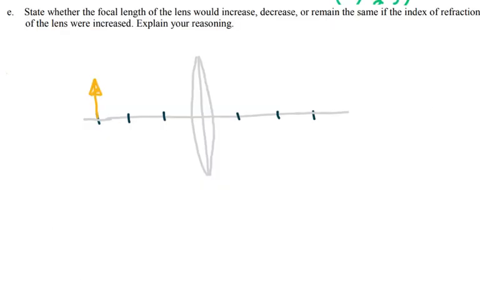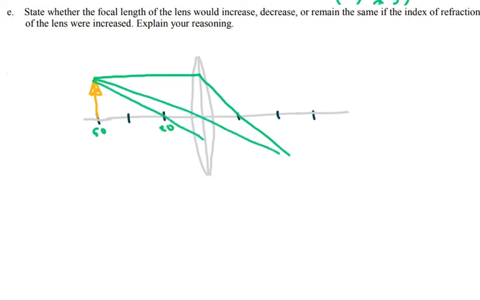So in our original problem, we had the object placed 3 times the length of the focal length away from the lens, so this would be 60, and then this would be 20. And then the ray diagram would go this way through the focal point, and then through the center, and then through the focal point, and then parallel, and it would give us the image position, right?